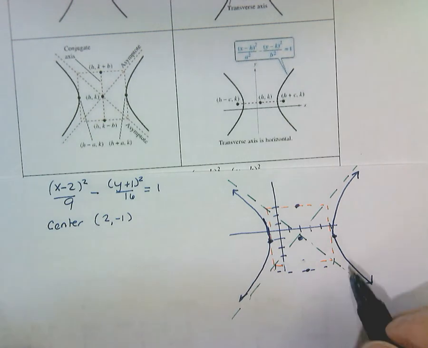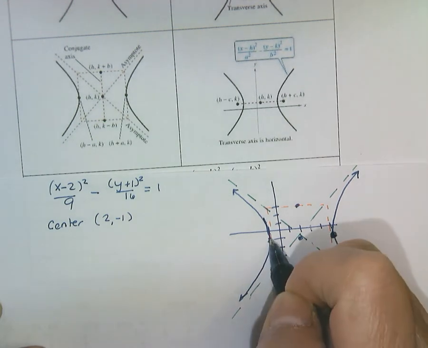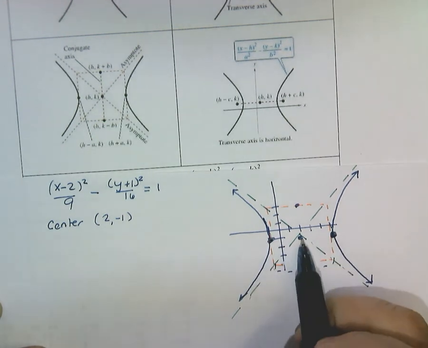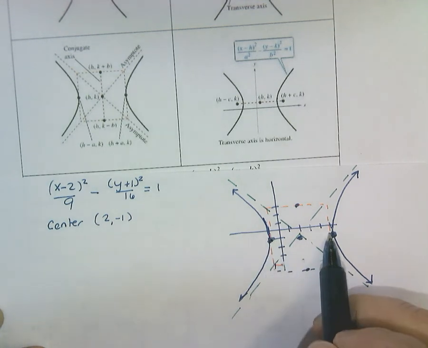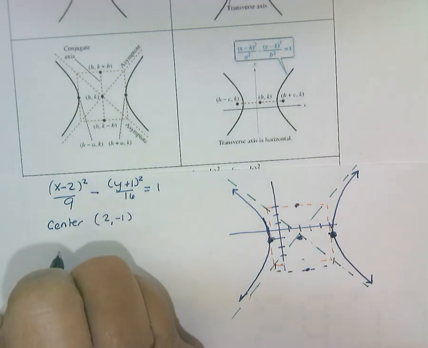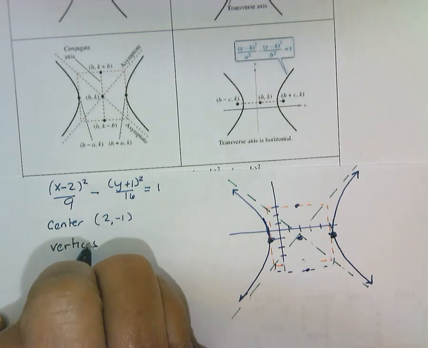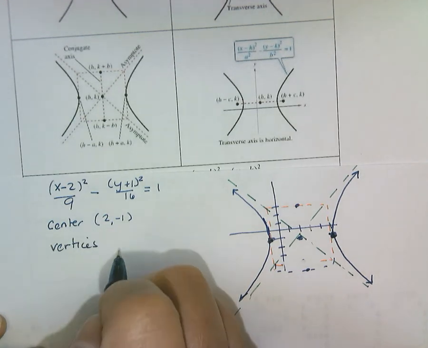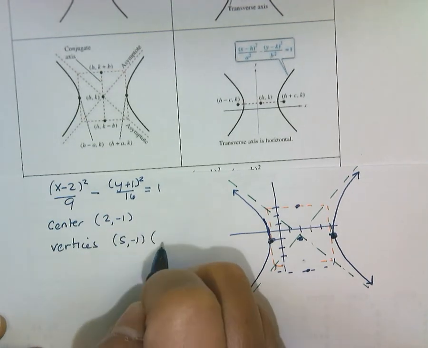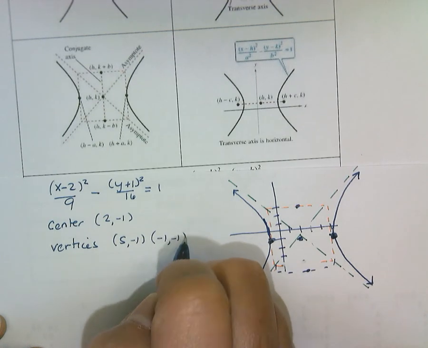So my vertices are here and here. 3 to the left and 3 to the right of the center. So my vertices are going to be the points 5, negative 1, and negative 1, negative 1.